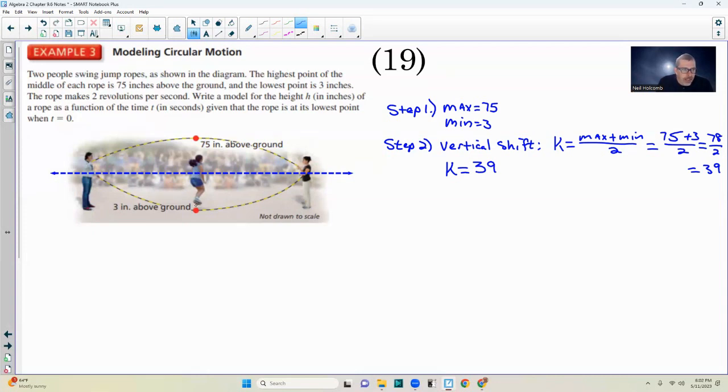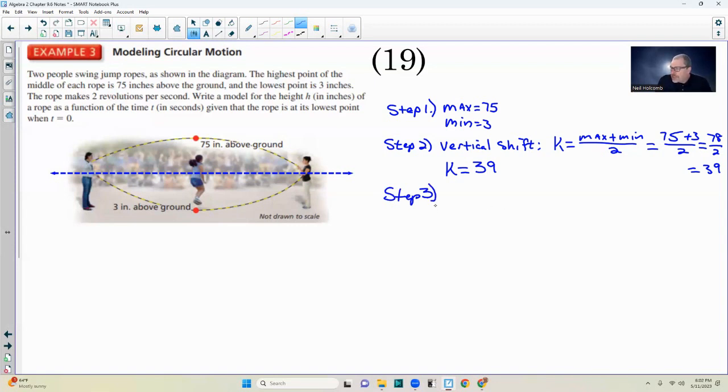So 39 inches from here, 3 plus 39 is 42. 42 plus 39 is 75. So that's halfway between 75 and 3. So that's our k. Now step 3.